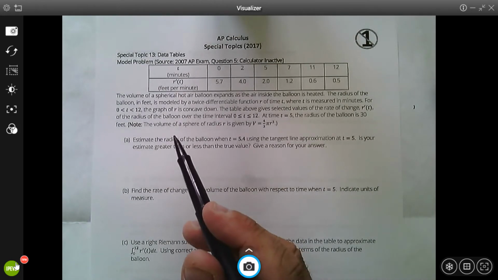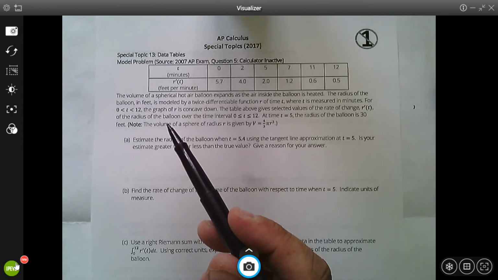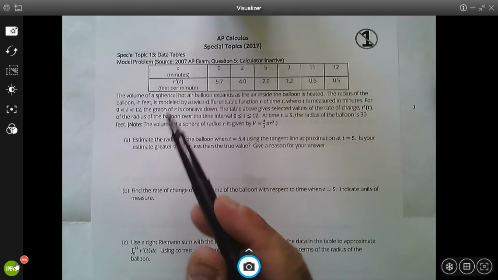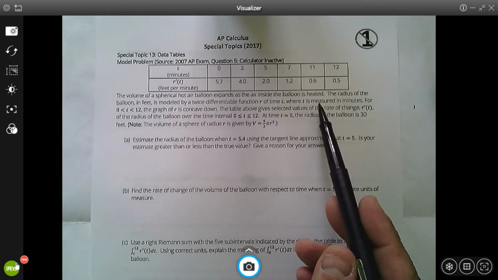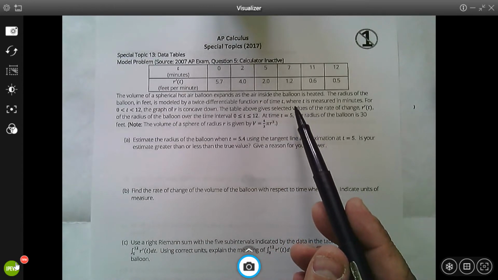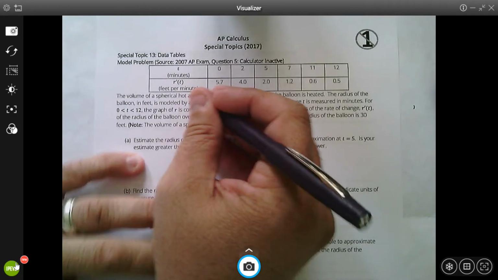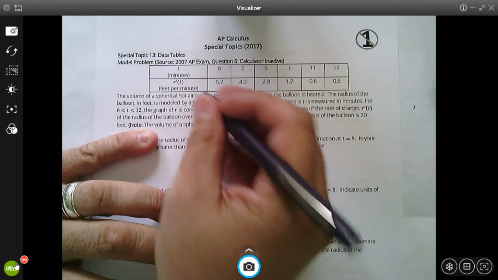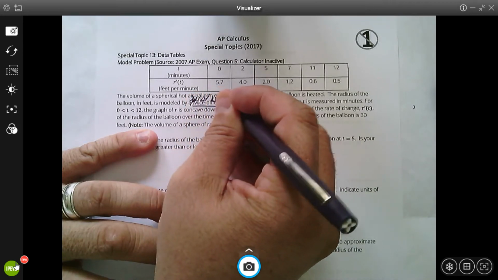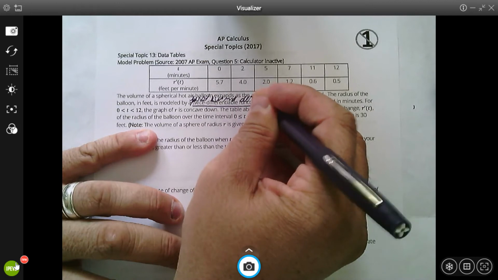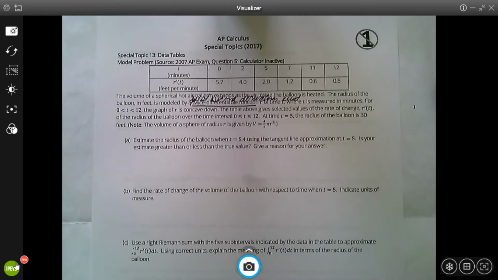Okay. So this first one came from the 2007 AP exam. It's question number 5, and it's calculator inactive. We're told that the volume of a spherical hot air balloon expands as the air inside the balloon is heated. The radius of the balloon in feet is modeled by a twice differentiable function. Twice differentiable just means the first derivative exists and the second derivative exists. So first and second derivatives exist. Not sure why that's important yet, but I'm sure we're going to find out.